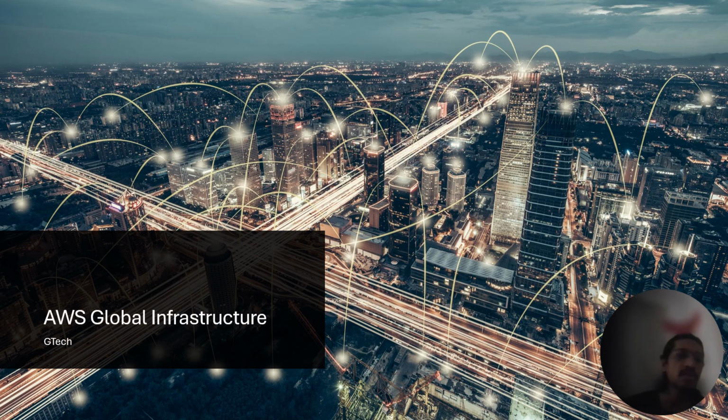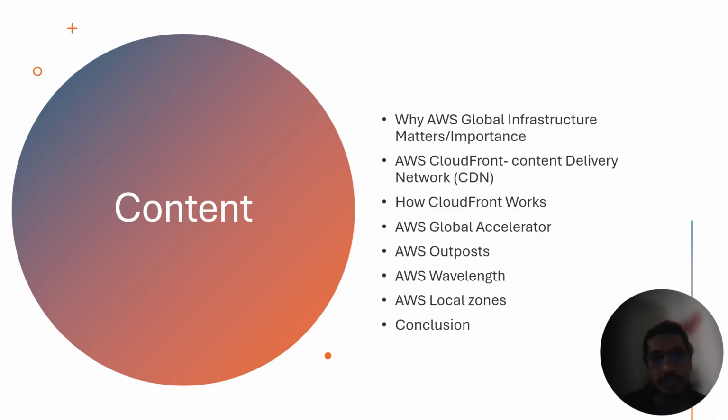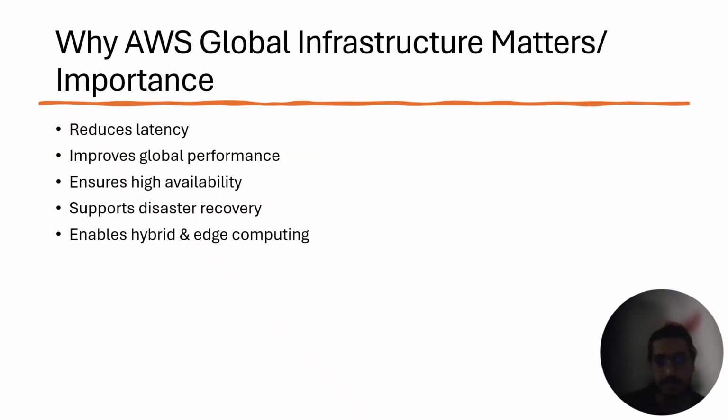It's me Raj, and today we'll be discussing the AWS global infrastructure. For that, we have certain content where we'll discuss the importance of why the AWS global infrastructure matters, AWS CloudFront, which is also known as Content Delivery Network (CDN), and how CDN or CloudFront works, AWS Global Accelerator, AWS Outposts, AWS Wavelength, AWS Local Zones, and finally we'll go for the conclusion.